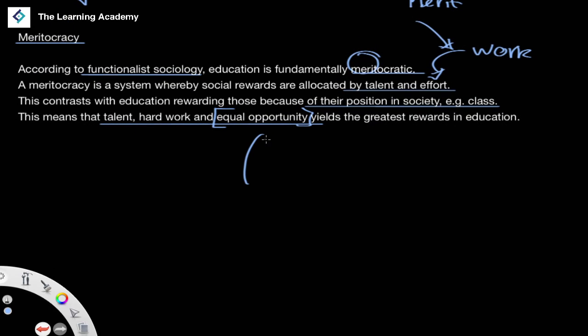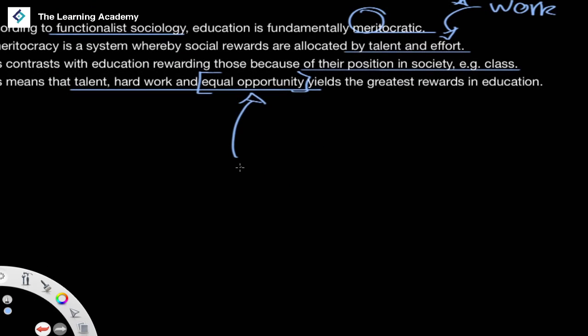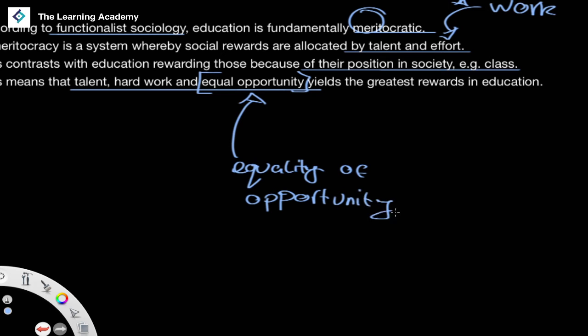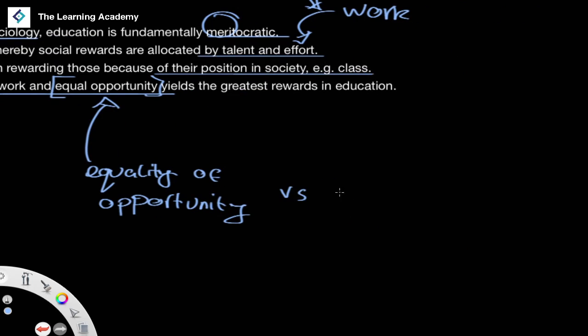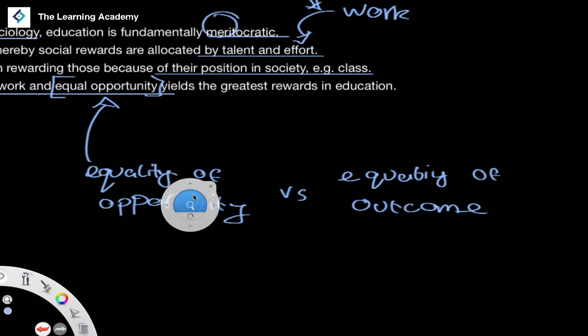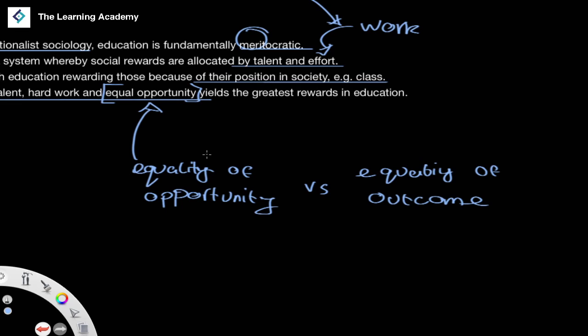And equal opportunity links to the concept of equality of opportunity, and how this contrasts with equality of outcome. Under a system where we have equality of opportunity, we understand this to mean that every single person has an equal opportunity to do what they want in life, or in education within this context.